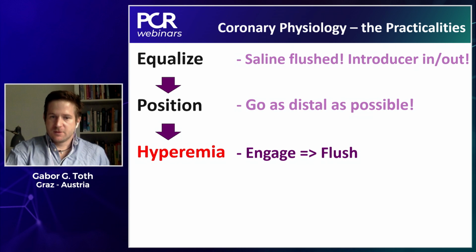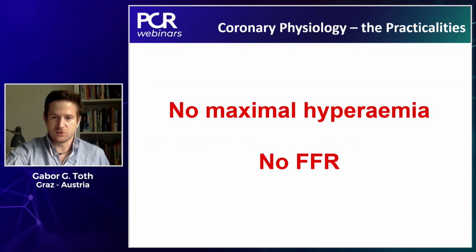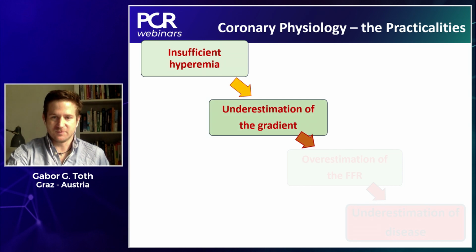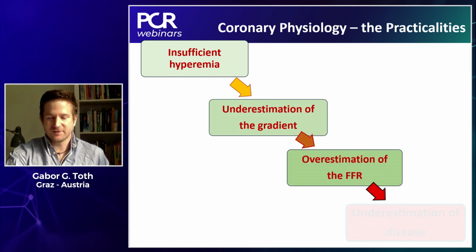After positioning, if we perform FFR, we induce hyperemia, so engage the guide and induce hyperemia. Why is it very important to understand this step? Because if there is no maximum hyperemia, then we don't measure FFR. We measure something, but we don't measure FFR. How does it work? Well, if the hyperemia is insufficient, so if it's not maximal, then we actually underestimate the gradient. If we underestimate the gradient, then we overestimate the value of FFR.